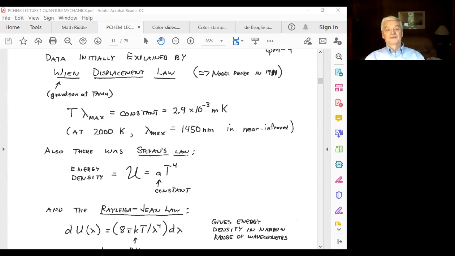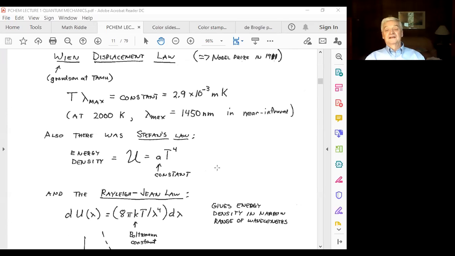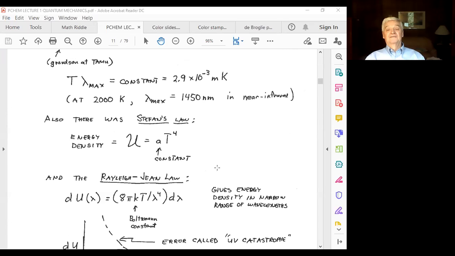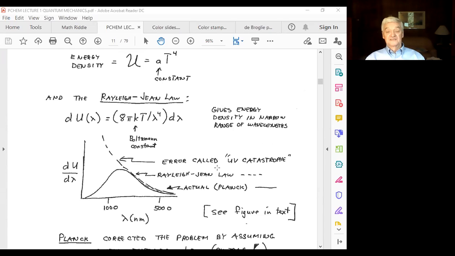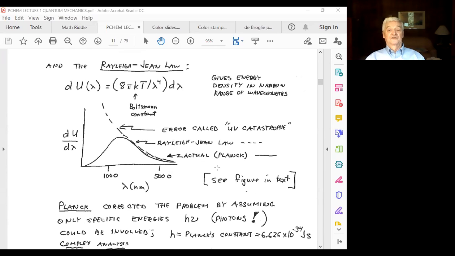Well, a few years later, a fellow named Stefan comes along and he said, well, we can actually go further. We can take the energy density, and that's also going to be equal to a constant times the absolute temperature to the fourth power. So people were happy with that. They didn't give Stefan another Nobel Prize, but they thought they were making progress. But then experiments got better, and more experiments were done in the ultraviolet range, and people started calling this the ultraviolet catastrophe. So this is what the Stefan law would probably predict, this dotted line.